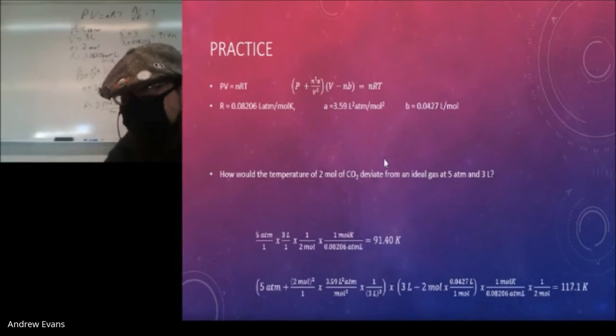So we got 91.48, 117.1. And if you take the difference between those two, it's about 25. And you take 25 divided by 117 times 100, you get that 22% error.